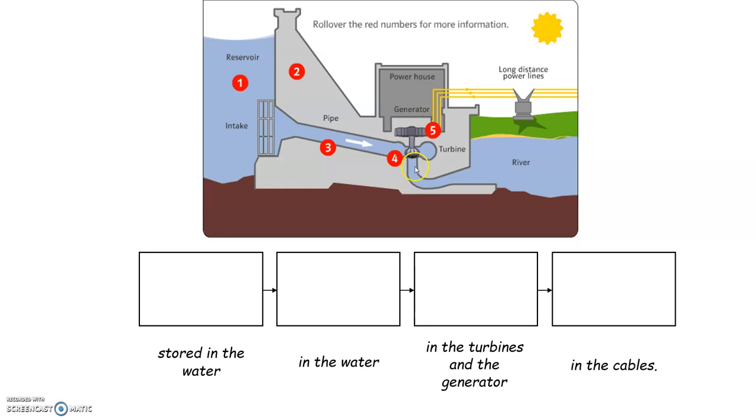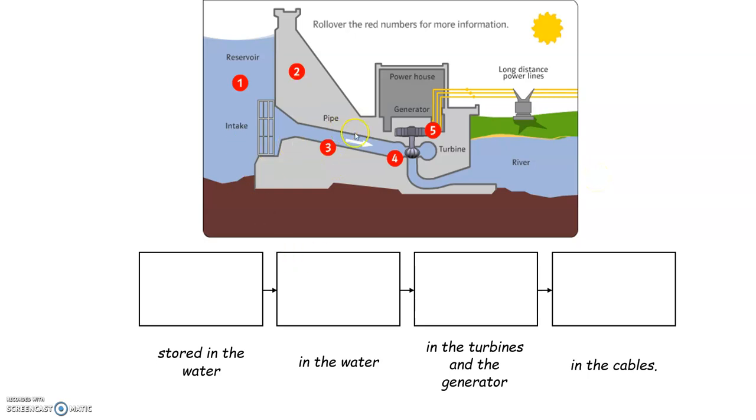What's the energy type stored in the turbines in the generator? What's the energy in the cables? So you can jot the answers down on a piece of paper, or you can just put them in your head, or say them out loud. Just pause the video and think, what are the answers to those questions? What type of energy resource is it? What energy types go in my boxes? Okay, now you've unpaused the video.